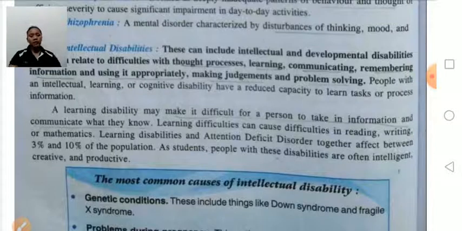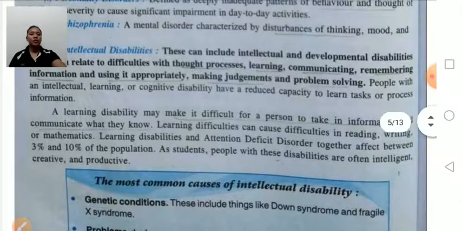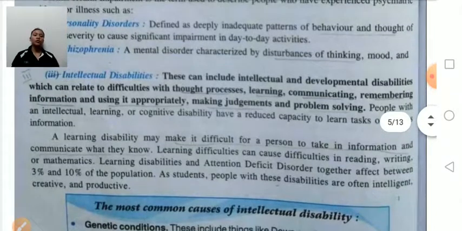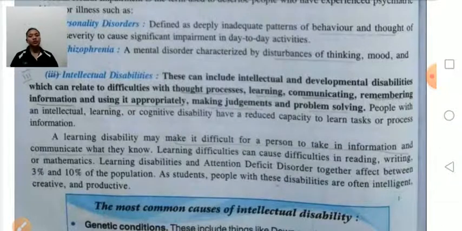He is not able to do his daily activities, such as communication, independent living, etc. That means communication problems, learning problems, problem solving, judgment, etc. These are the problems of intellectual disability due to underdevelopment of IQ levels. His IQ level is not developed.